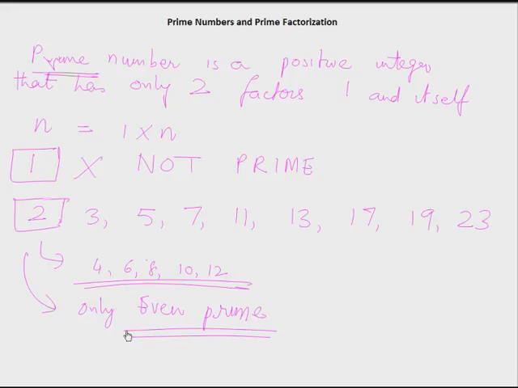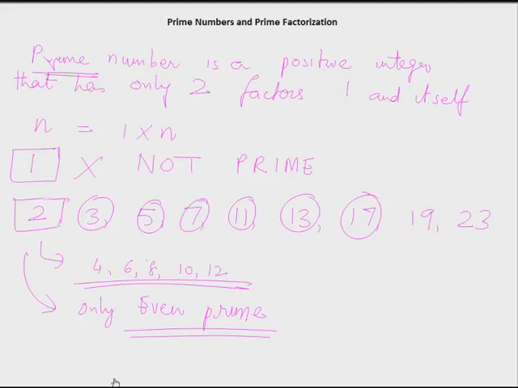The next number 3 is prime. Then 4 is not prime because obviously it's even. 5, 7, 9 is not prime even though 9 is odd because 9 is 3 times 3. Then 11, 13, 17, and so on.